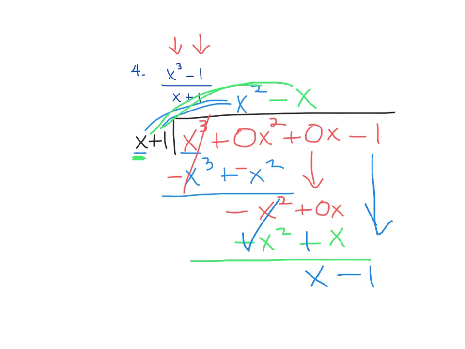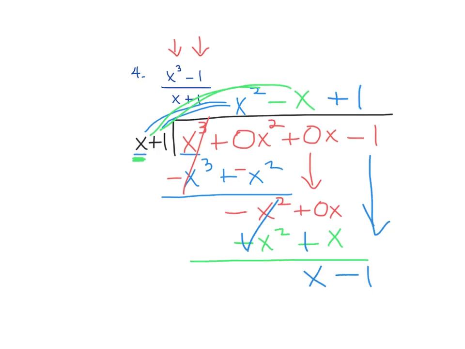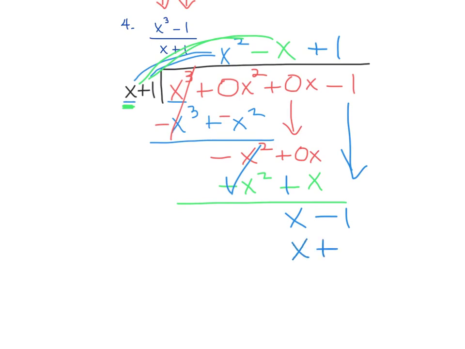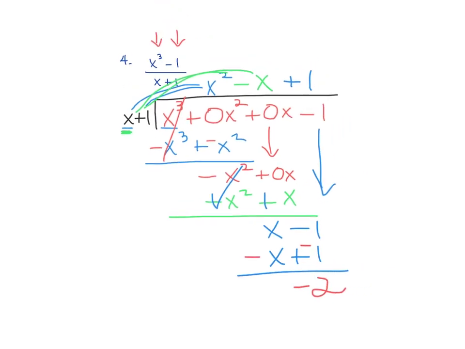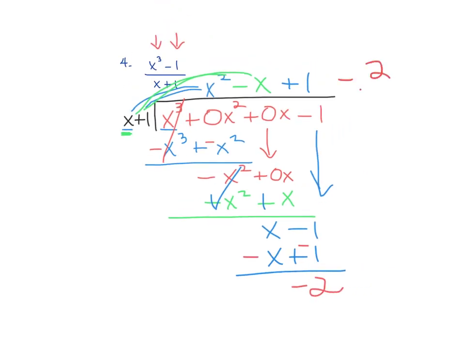What am I going to multiply x by to make it x? That would be 1. And then x plus 1. Flip the signs. Remainder negative 2. So minus 2 over x plus 1.